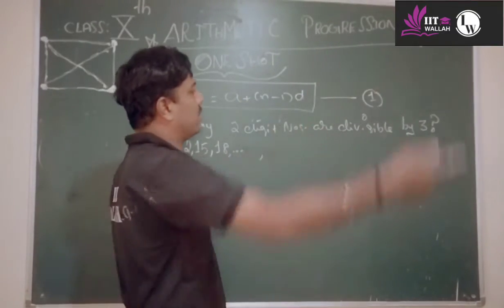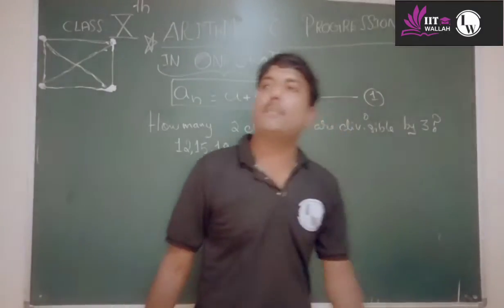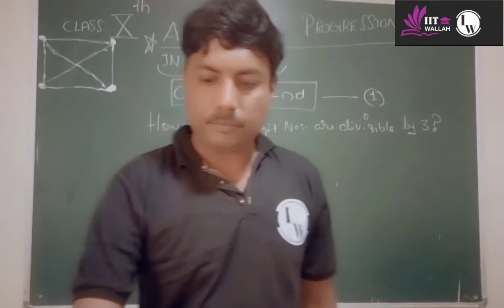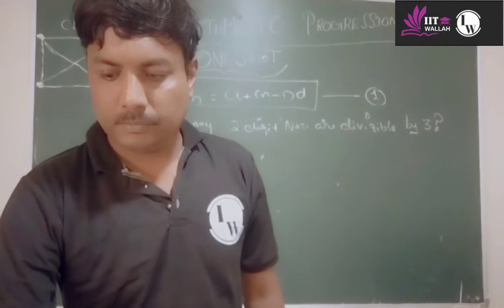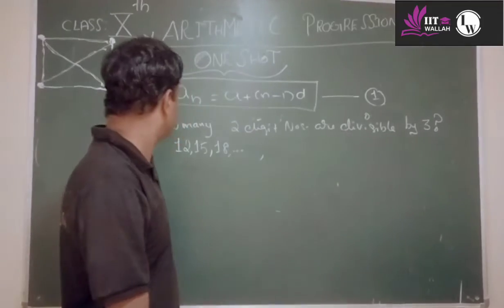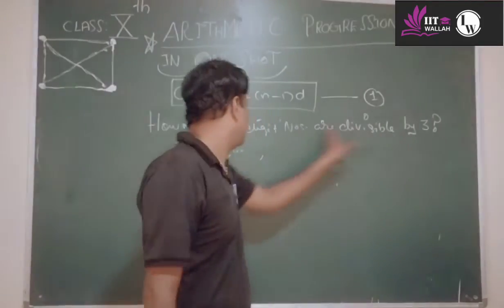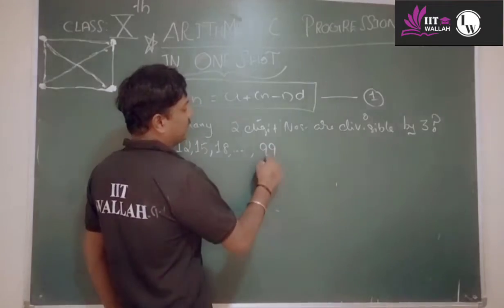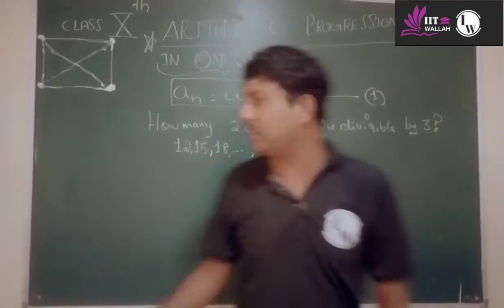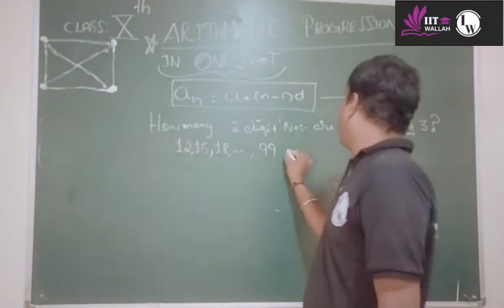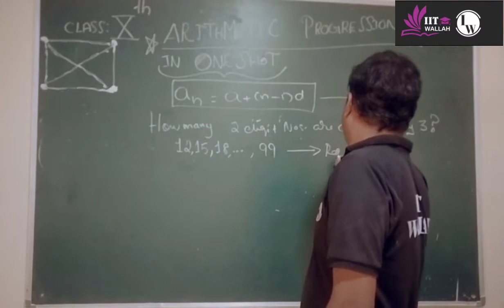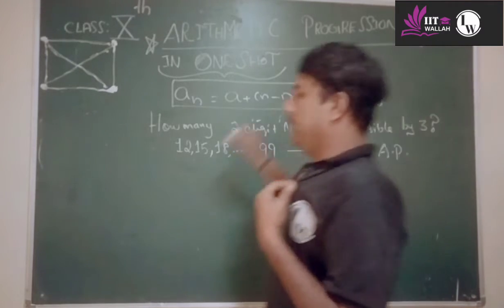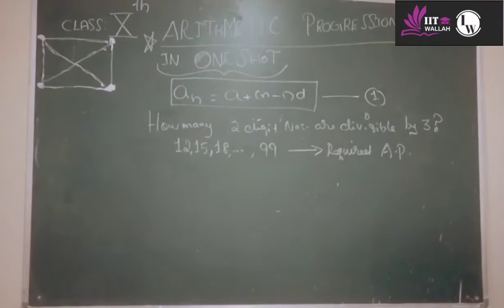And the last term will be, last three-digit number is 999, right? Last two-digit. We are dealing with 2 digits, not 3 digits. Okay? Last 2-digit number is 99. This is 9 plus 9 is 18, so this is also divisible by 3. So this is our required AP here.